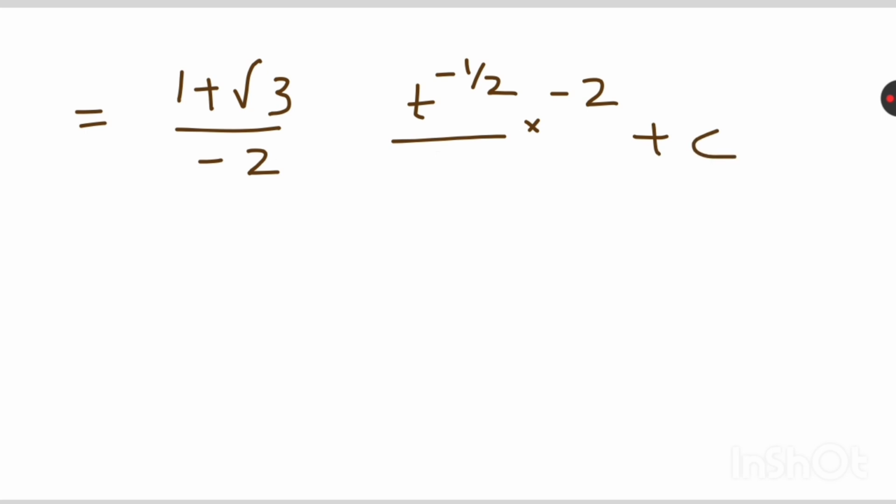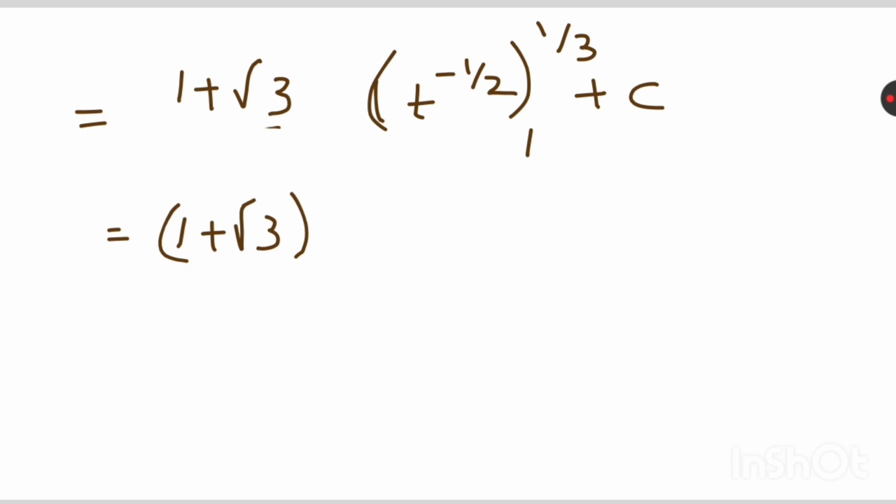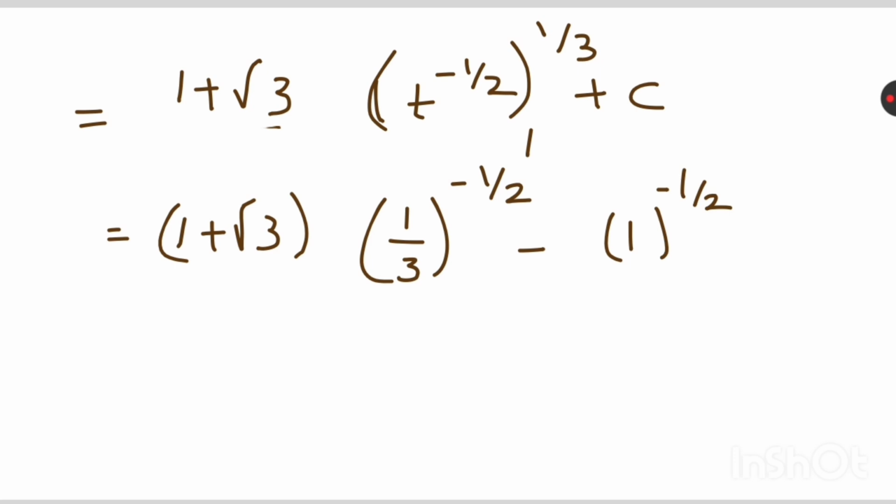Now observe this numerator minus 2 and denominator minus 2 get cancelled. So we are left with only this, with the limits. Lower limit is 1, the upper limit is 1 over 3. This we got. Now apply the limits. So the constant term is 1 plus root 3. And then first apply the upper limit. So 1 over 3 whole raised to the power of minus 1 over 2, minus the lower limit, which is 1 raised to the power of minus 1 over 2. So 1 raised to the power of anything is nothing but only 1. So let's simply write this lower limit as 1.